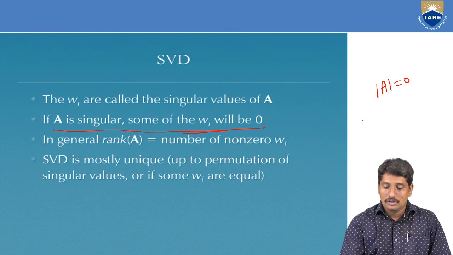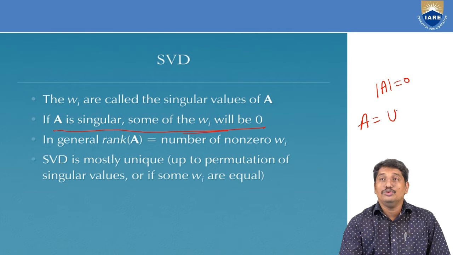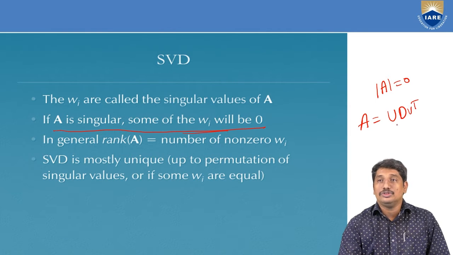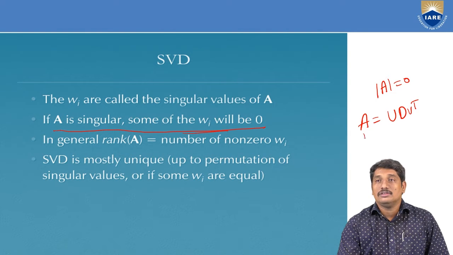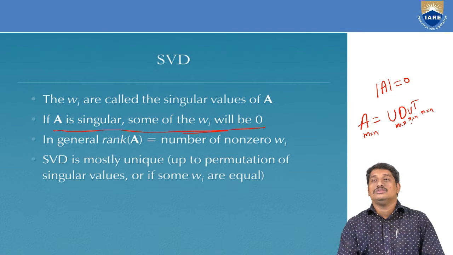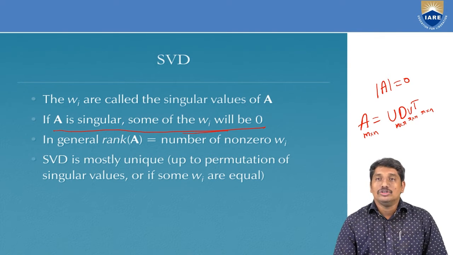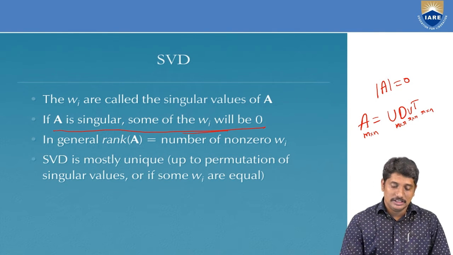Also, when we decompose A is equal to U into D into V transpose, when the size of A is m by n, automatically the size of U will be m by r, the size of D will be r by r, and the size of V transpose will be r by n. Like that we'll decompose. This is what is summarized in these points.